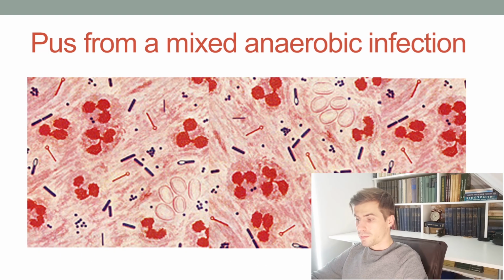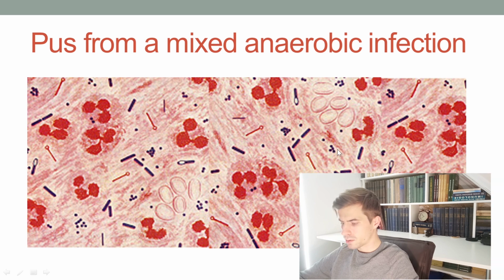Here you can see the picture of the smear made from the pus of a mixed anaerobic infection, and here we can see at least three types of clostridial bacteria. Here you can see three different types, some of them with and some of them without spores.